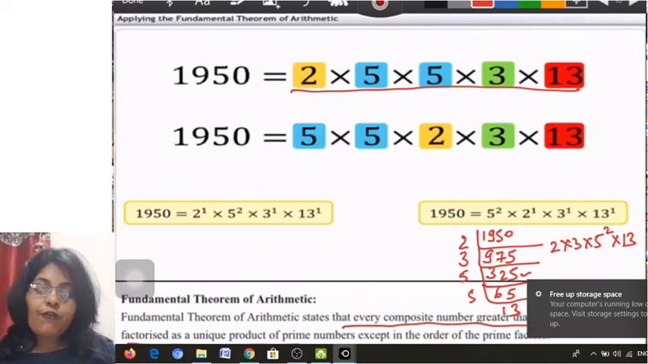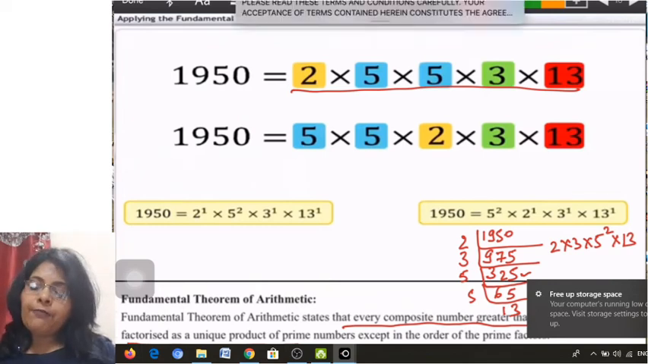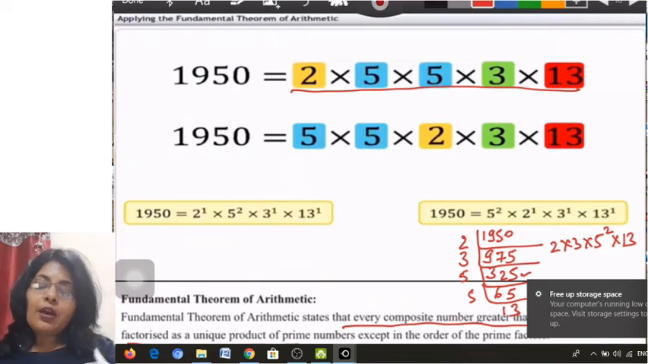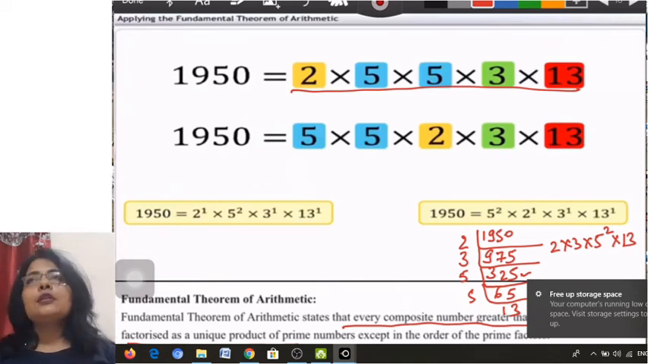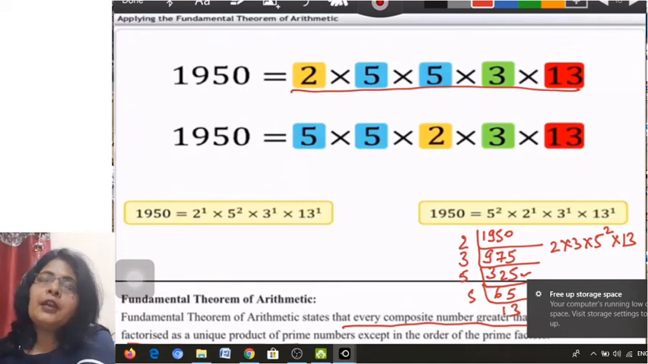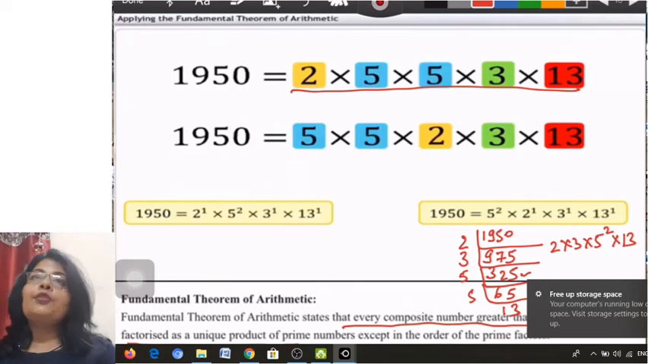Can be expressed or factorized as a unique product of prime numbers, except in the order of prime factors. मतलब ये कह रहा है कि आपको ऑर्डर से कोई मतलब नहीं है. हर कॉम्पोजिट नंबर का एक यूनिक प्रोडक्ट प्राइम फैक्टराइजेशन होता है, नो मैटर व्हाट इज़ द ऑर्डर. तो यही चीज़ हमने आपको 3 अलग अलग मेथड से समझाने की कोशिश करी है. I hope everyone understood this Fundamental Theorem of Arithmetic.